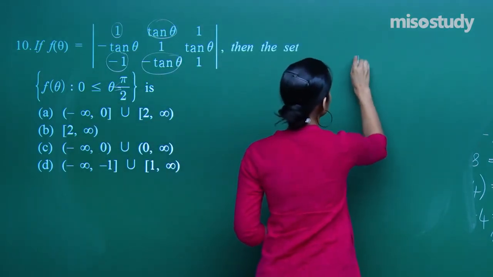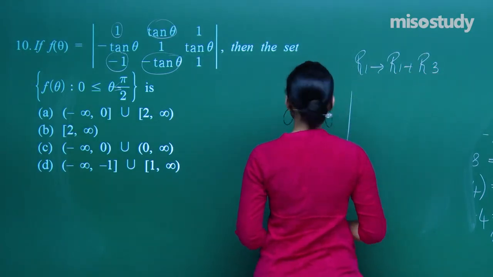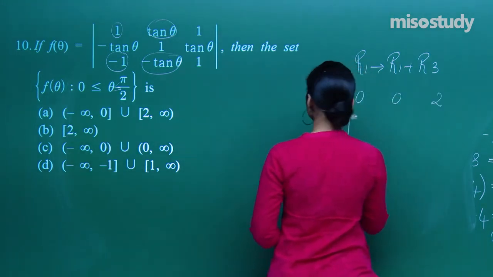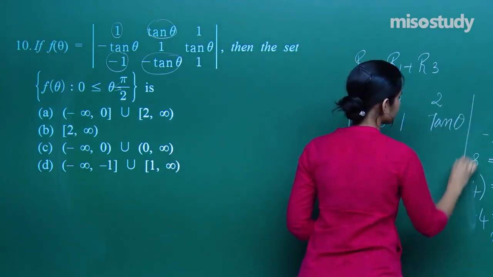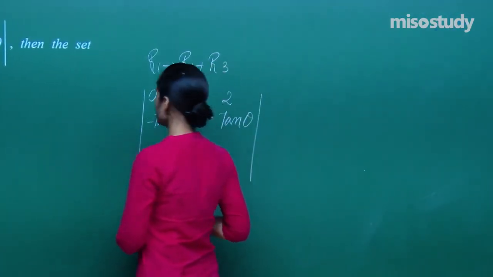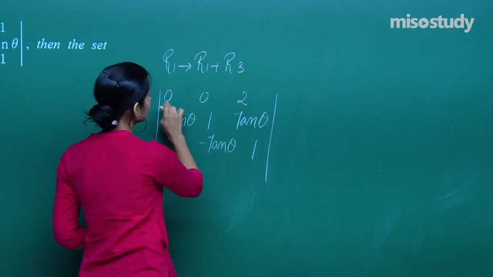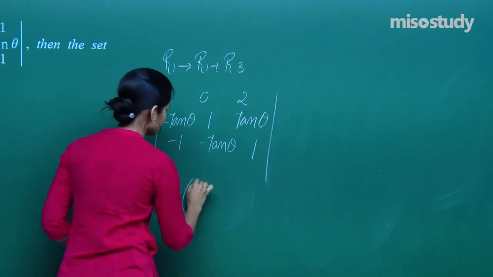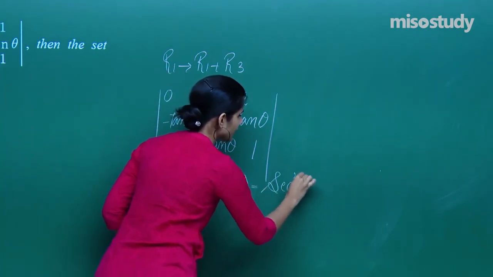So I can very, very directly say that row 1 goes to row 1 plus row 3. So you get 1 plus minus 1, that is 0, tan theta minus tan theta 0, 1 plus 1 is 2, rest everything is the same, minus tan theta, 1 and tan theta. And even the last row remains the same. It is minus 1, minus tan theta and 1. When you evaluate the determinant along the first row, you get 2 times 1 plus tan squared theta. And you know 1 plus tan squared theta is sec squared theta.